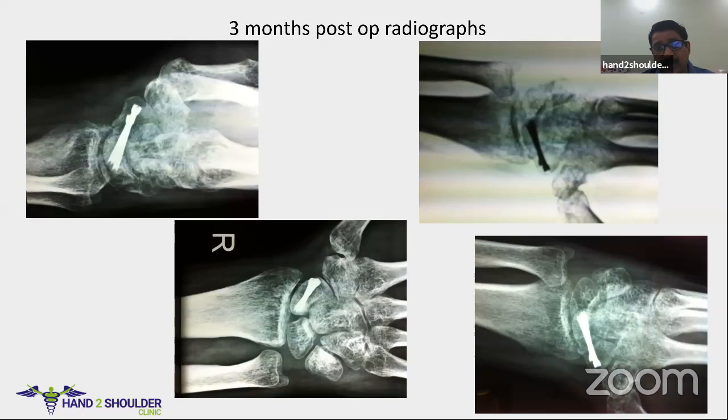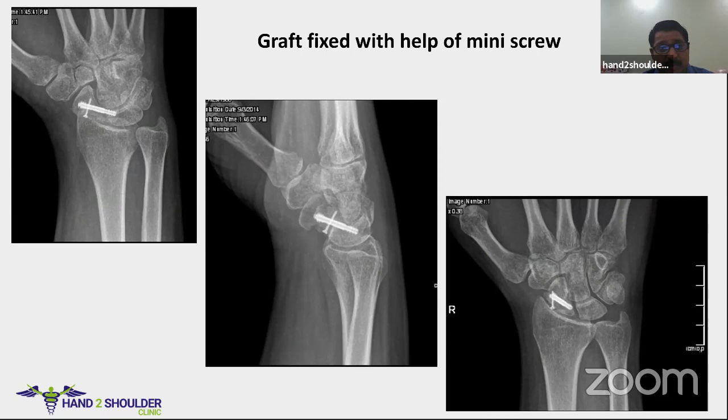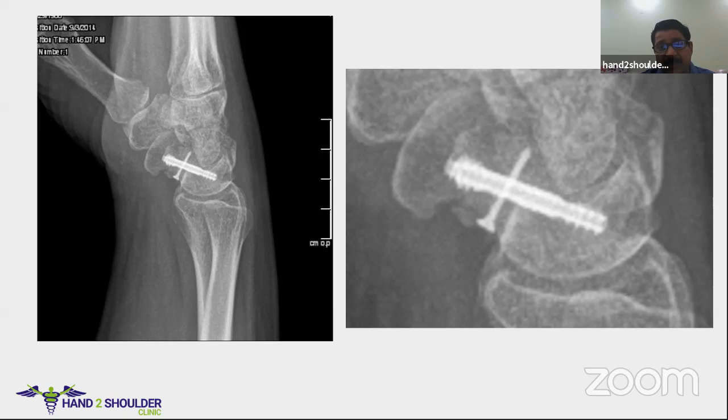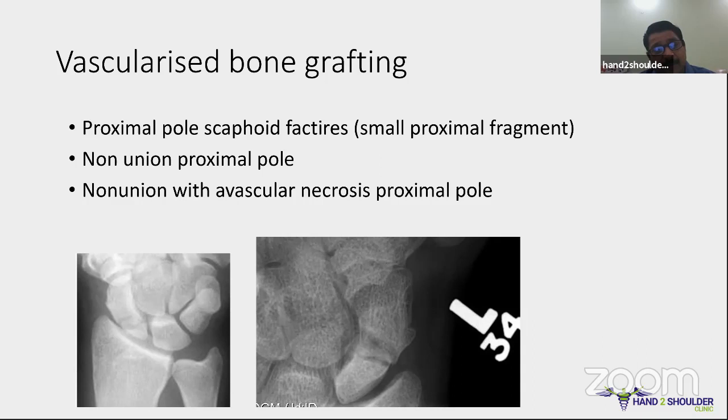Sometimes we fix the graft with a mini screw; 1.3 mm screws are used because many times grafts are extruded. So there's a big screw, the Herbert-Whipple screw, which is fixing the fracture. The other screw is fixing the graft. But again, vascularized grafts we use mainly for proximal pole fractures, proximal pole non-union, or proximal pole avascular necrosis.